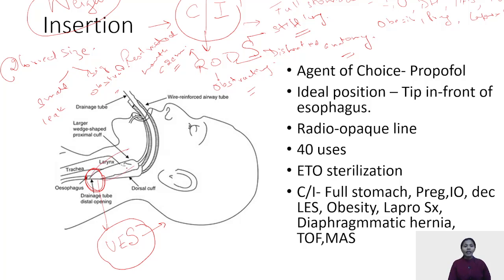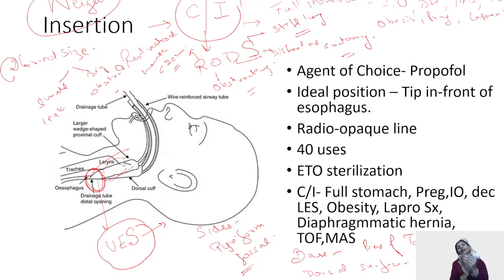The sides of the LMA sit on the pyriform fossa. The base of the LMA sits on the base of the tongue. And the dorsal surface of the LMA sits on the hypopharynx. It rests in the hypopharynx. Please remember this: tip, upper esophageal sphincter; sides, pyriform fossa; base, base of the tongue. The dorsal surface rests on the hypopharynx.